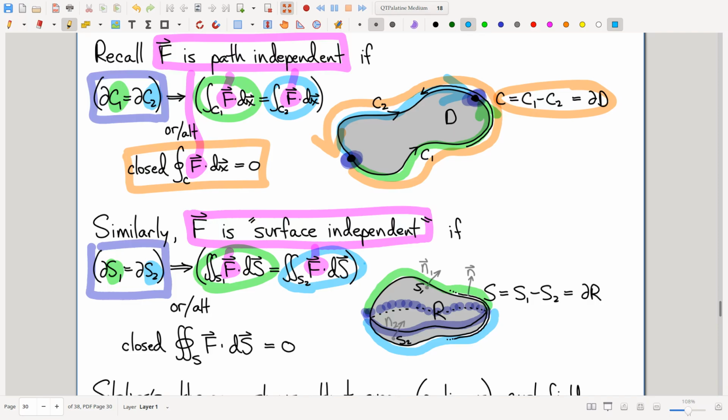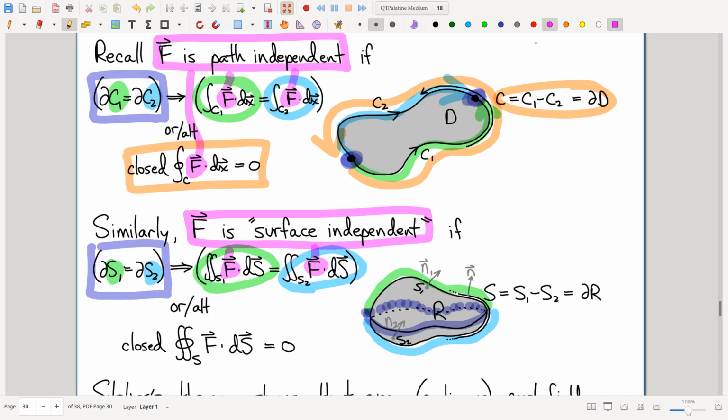Totally analogous. Again, I like to let the colors really make it leap off the page how strong the analogy is. In the same way that path independence is about two path integrals always being the same under a certain condition about boundaries, surface independence is a statement about two surface integrals always being equal under certain conditions about boundaries. So, it's a totally analogous idea.